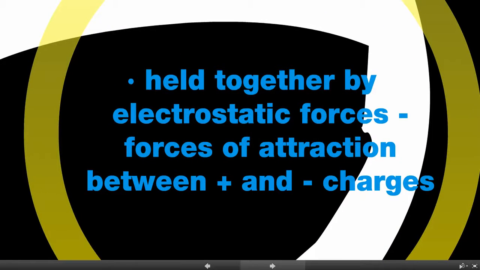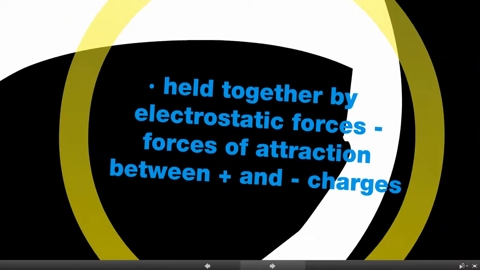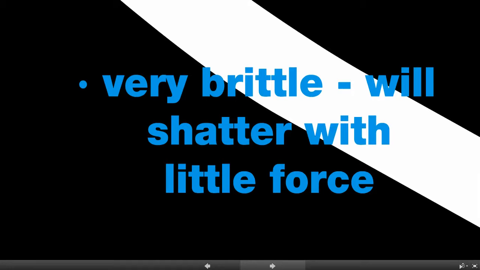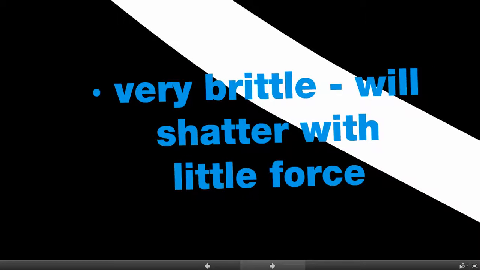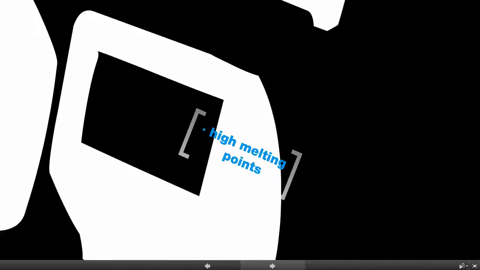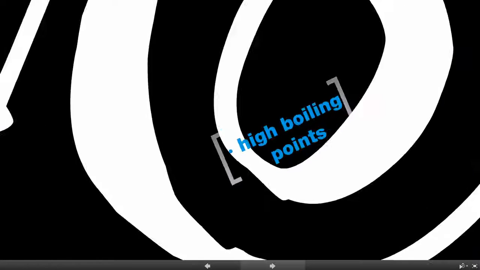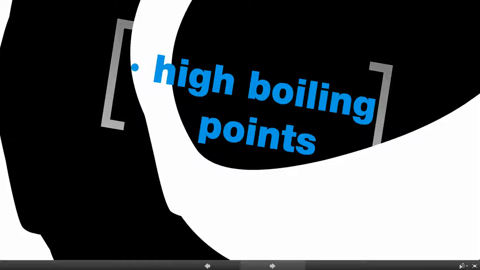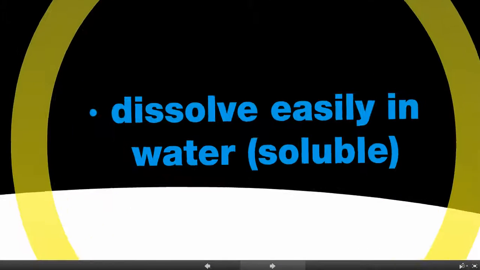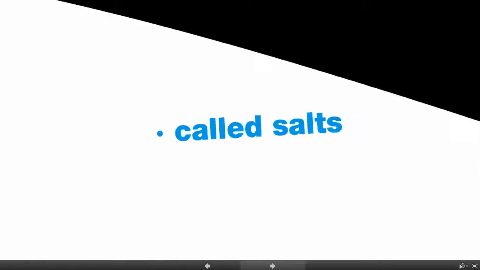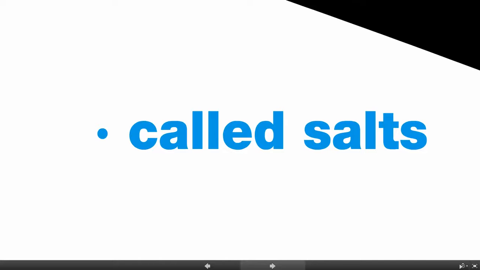Ionic bonds are held together by electrostatic forces. That just means they're held together by the attraction of the positive and negative charges. They're very brittle. They're going to shatter with little force. They have high melting points. They have high boiling points. They dissolve easily, and another word for that is they are soluble. And another word for them is salts.